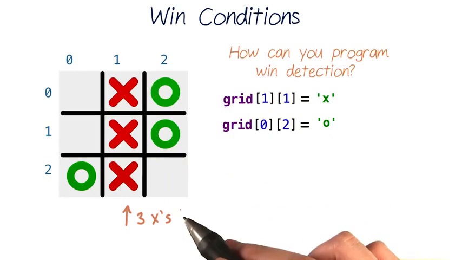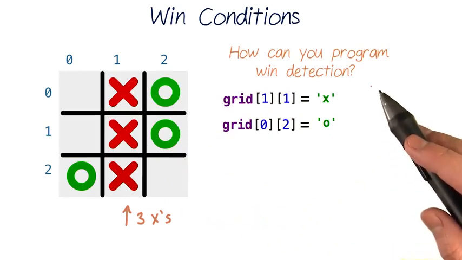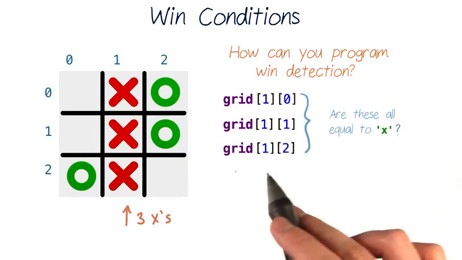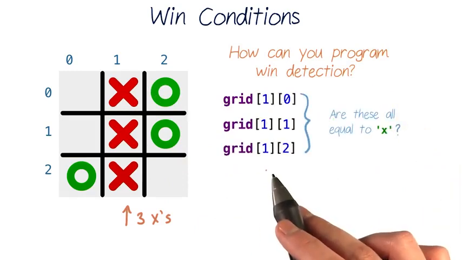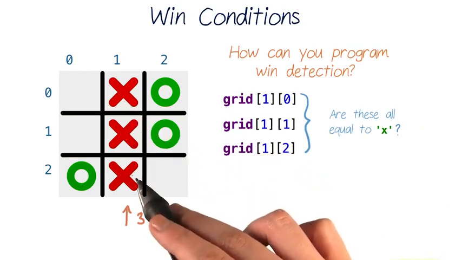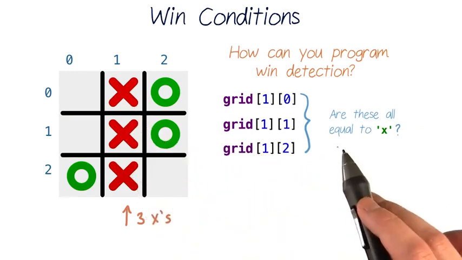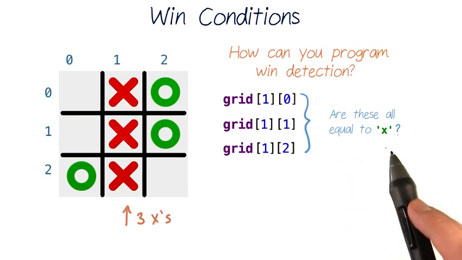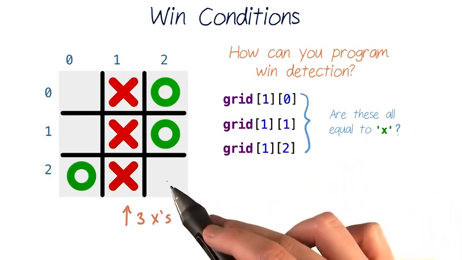Here's a finished game with 3 X's in a row vertically. It's easy for us to see that X's have won here, but how can you tell the tic-tac-toe program to detect this win? You'll have to check the character value of the grid at the indices [1][0], [1][1], and [1][2]. And you need to check if they're all equal to the character X. And if they are, like in this case, you can declare this a win.